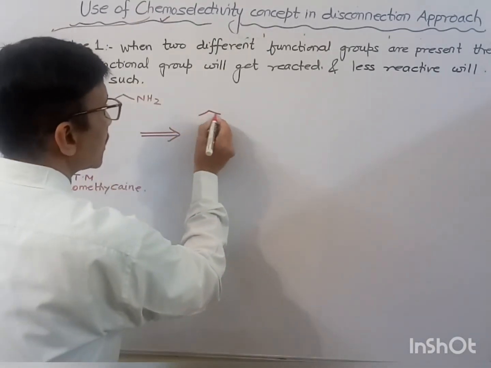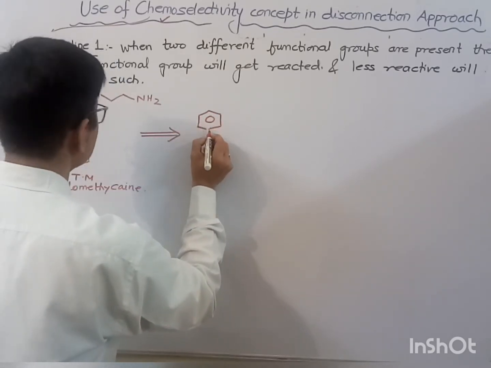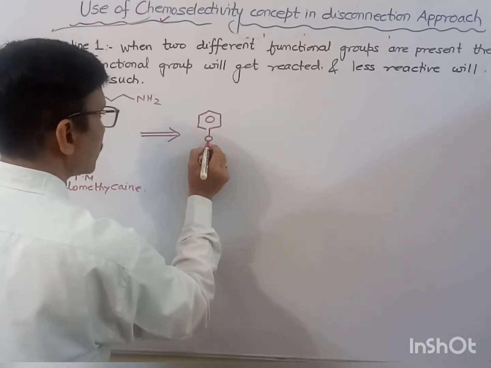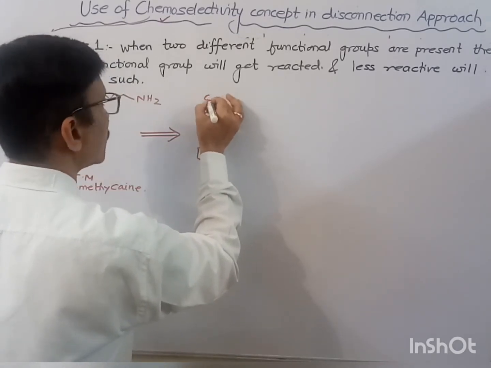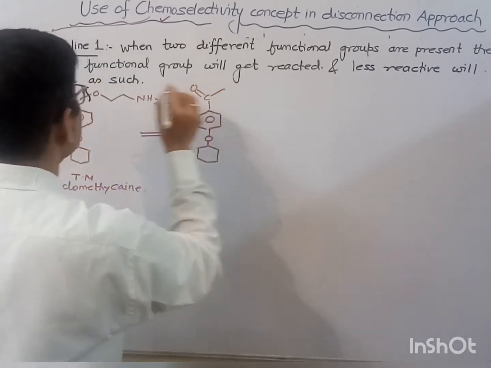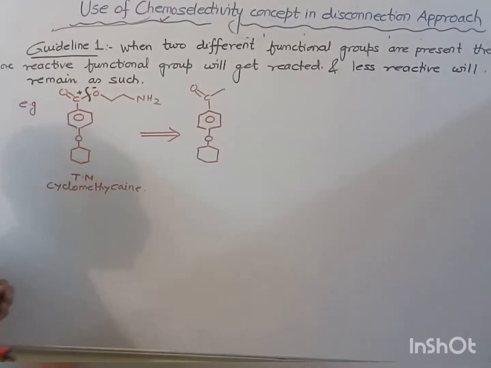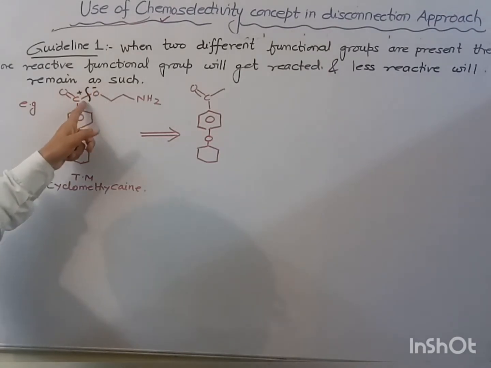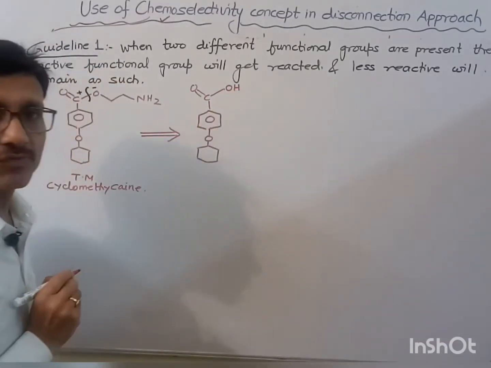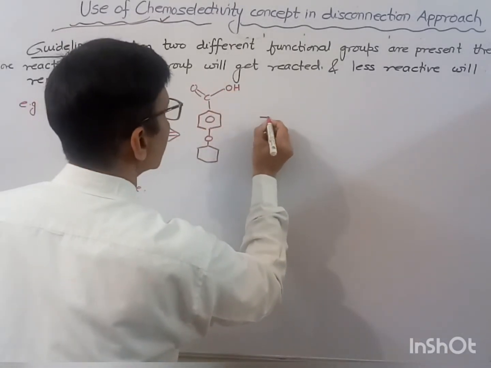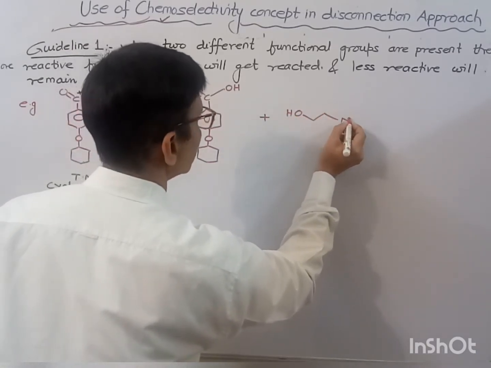So what should be the starting synthetic equivalent? The synthetic equivalent will be, no doubt, this will have the minus charge here and this will have the positive charge. So here H can be added and here OH minus can be added. So I can write the synthetic equivalent. This will be one of the synthetic equivalents, and the other synthetic equivalent, this OH, and this will be the next.